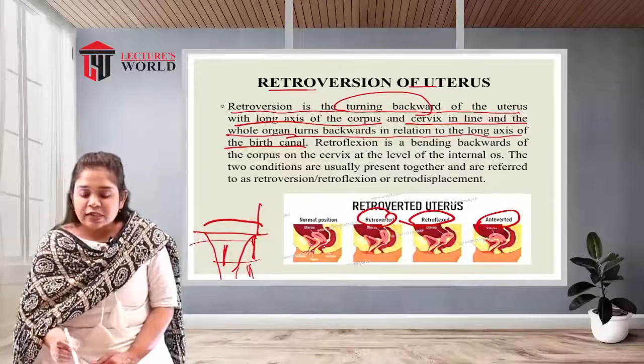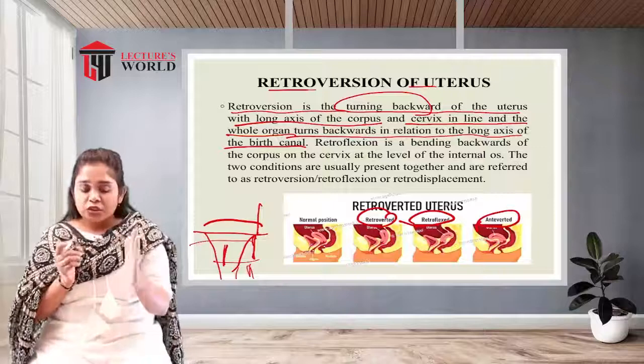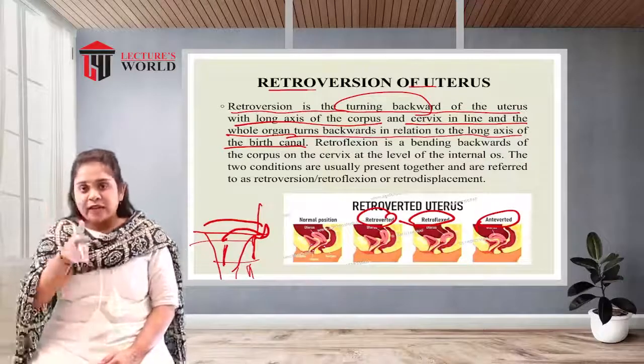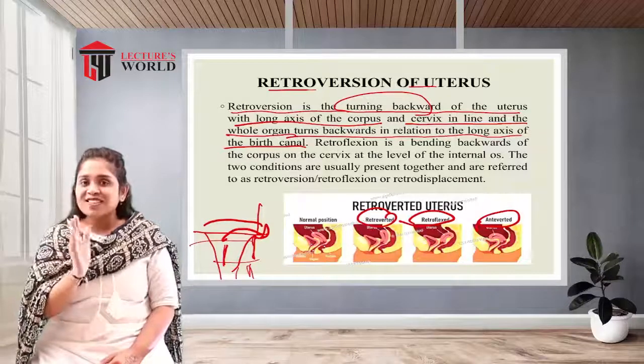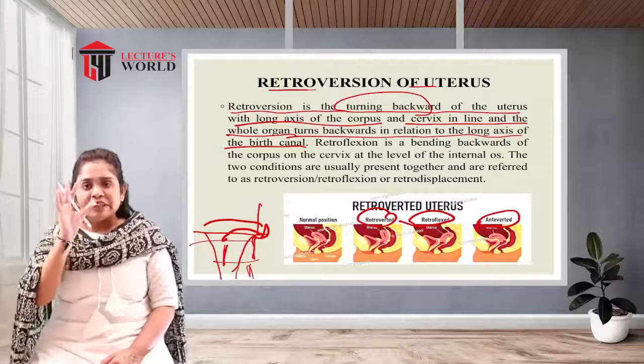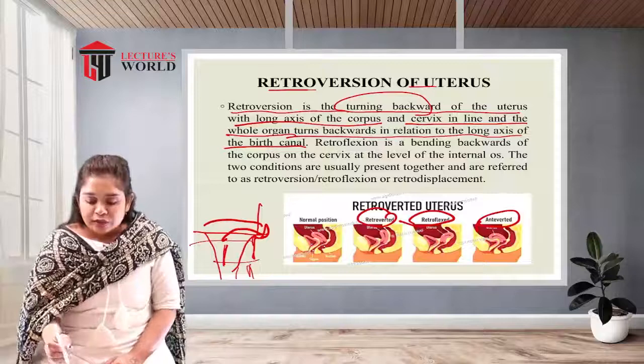So here the turning backward of the uterus with the long axis of the corpus. We can say the uterus is there, that will be turning backward. The corpus will be there, the long axis of the corpus will be the same, but only the fundus part will be leaning forward or leaning backward.